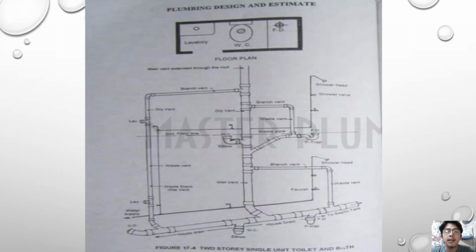Kung saan pinapakita dito, in this figure, pinapakita dito kung paano mag-install ng plumbing system sa isang building na kung saan merong multiple doors and 2 levels. So, the system uses the water supply system that goes up rather than down.